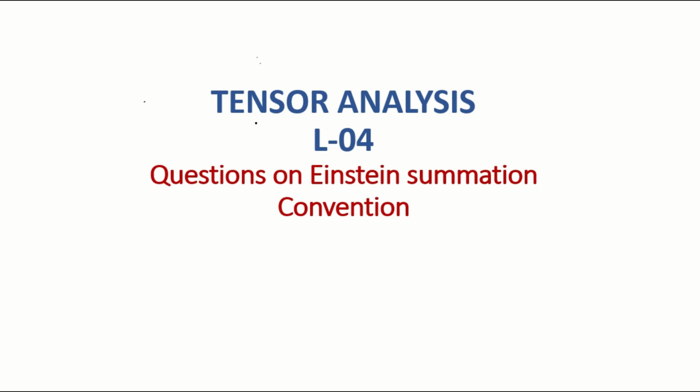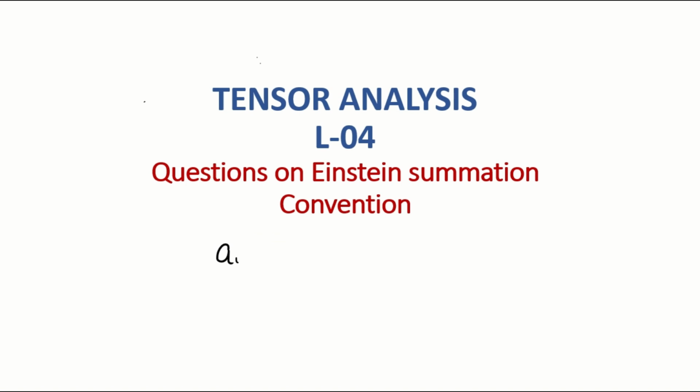So Einstein summation convention states that if you have some expression, for example a_ij x_j, in this expression we have two indices, i and j. i occurs once and j is a repeated index. The index which occurs once is called a free index and the index which is repeated twice is called a dummy index.